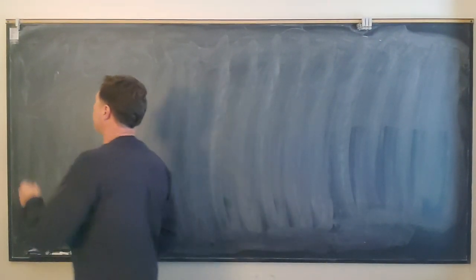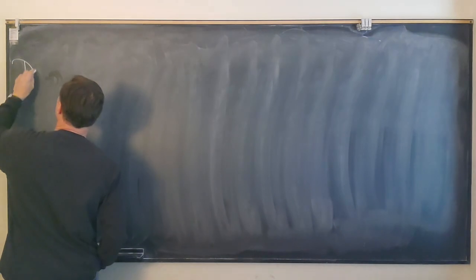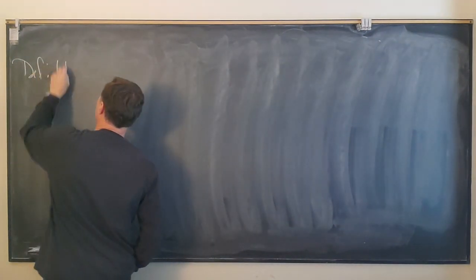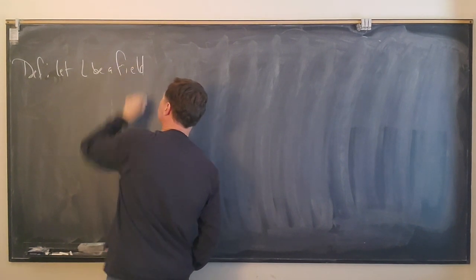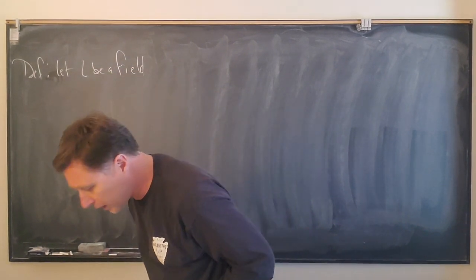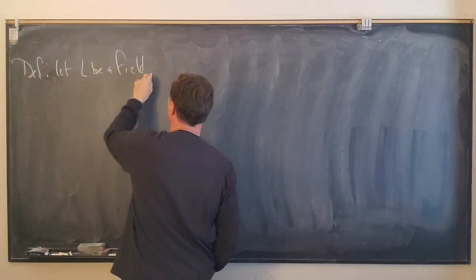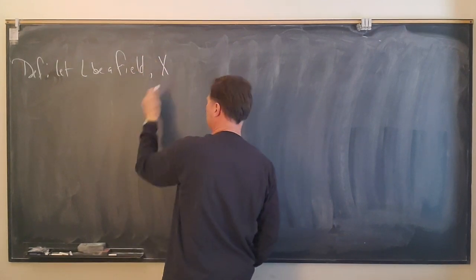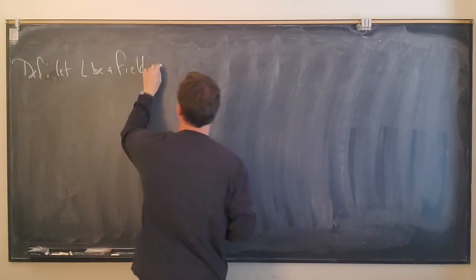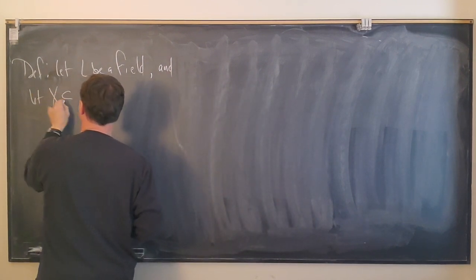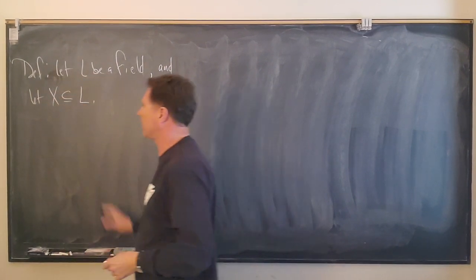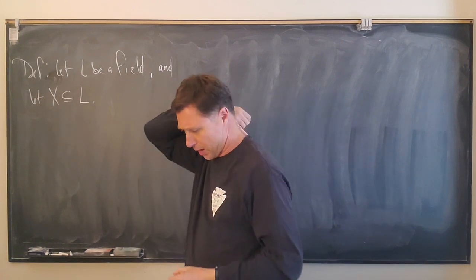So I'm going to start off with a definition. Let L be a field, and then I want a subset. This is just a set here. Let X be a subset of L. So it's not a subring or a subfield or anything like that.